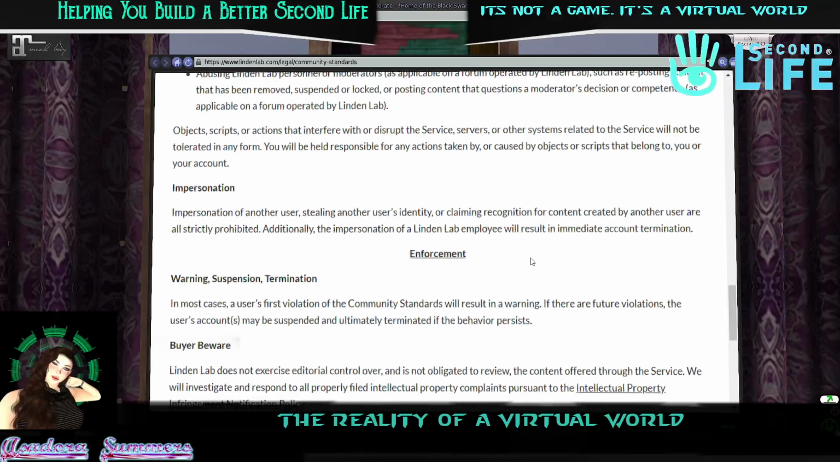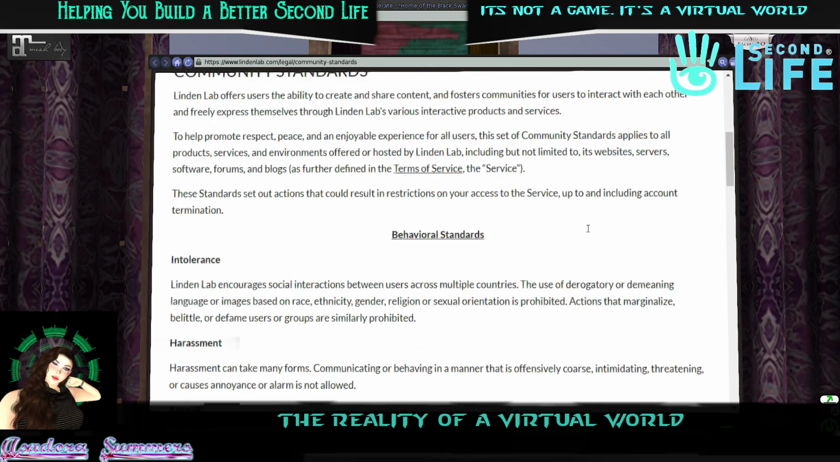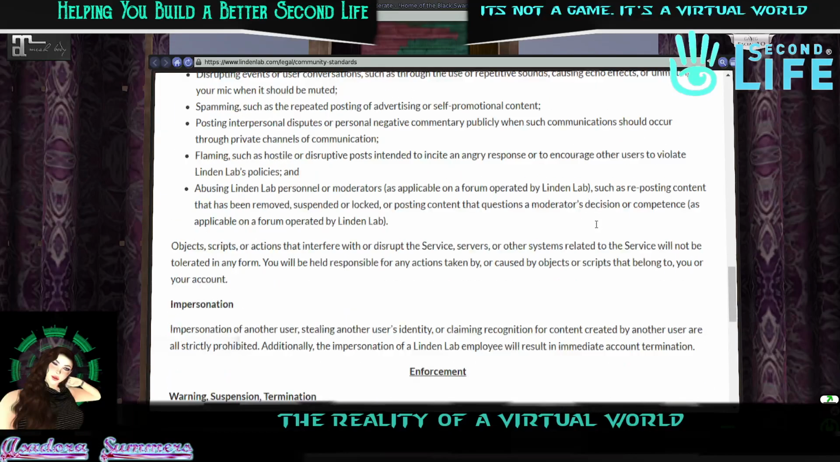And there is enforcement, the same type of enforcement as there is on the terms of service. Please do not make the mistake of thinking that because something is listed in the community standards, it is less important than what is stated in the terms of service. So I hope that explains a lot.